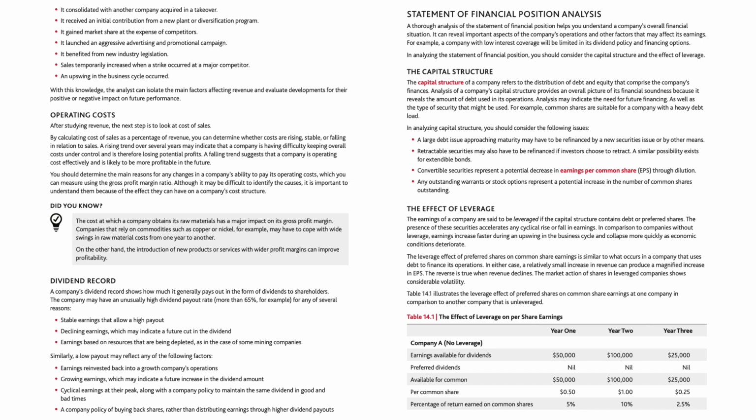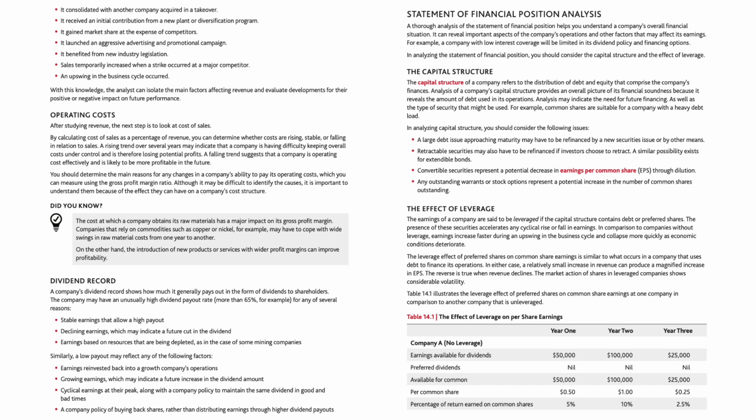After studying revenue, the next step is to look at cost of sales. By calculating cost of sales as a percentage of revenue, you can determine whether costs are rising, stable, or falling in relation to sales. A rising trend over several years may indicate that a company is having difficulty keeping overall costs under control and is therefore losing potential profits. A falling trend suggests that a company is operating cost-effectively and is likely to be more profitable in the future.